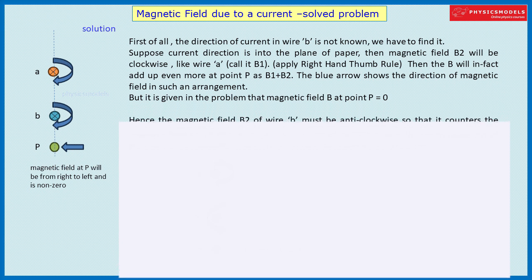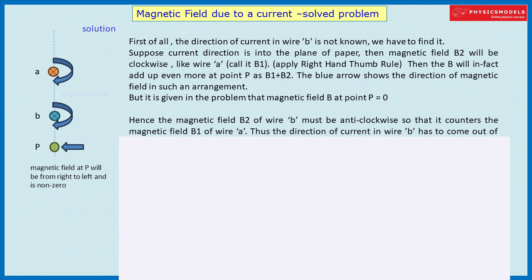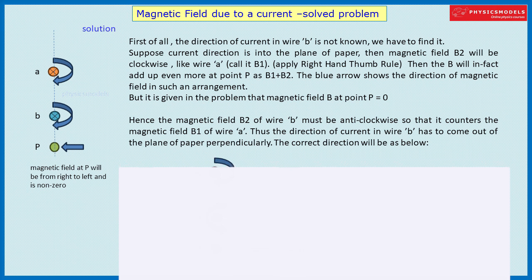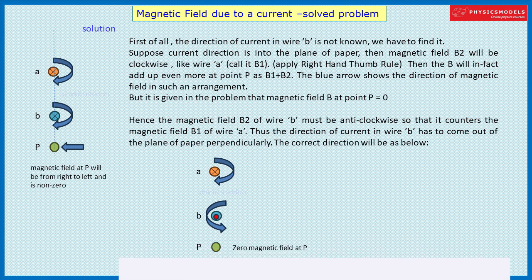Therefore, it's obvious that the right hand sketch will be correct, where the current flowing through the wire B has to be coming upwards out of the plane of the paper. Only then the clockwise magnetic field of wire A will be compensated by the anti-clockwise magnetic field of wire B.